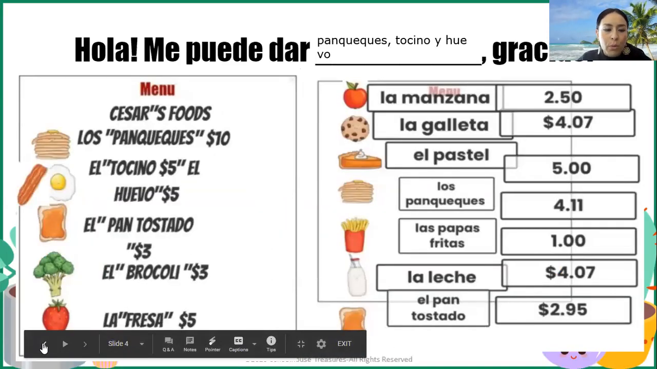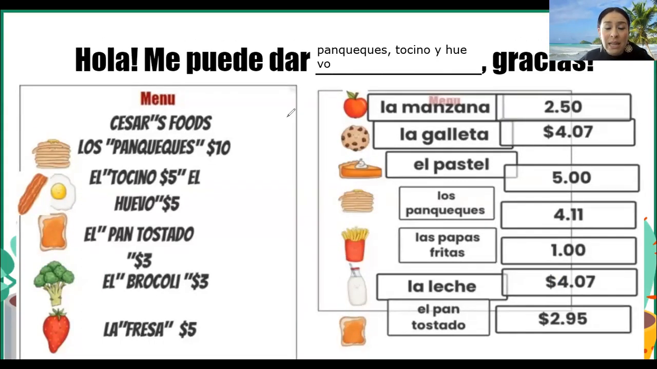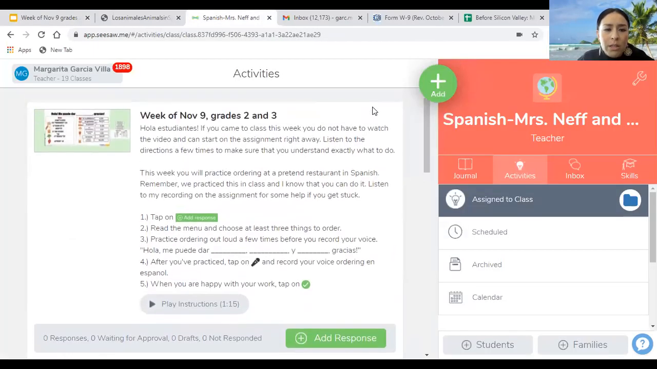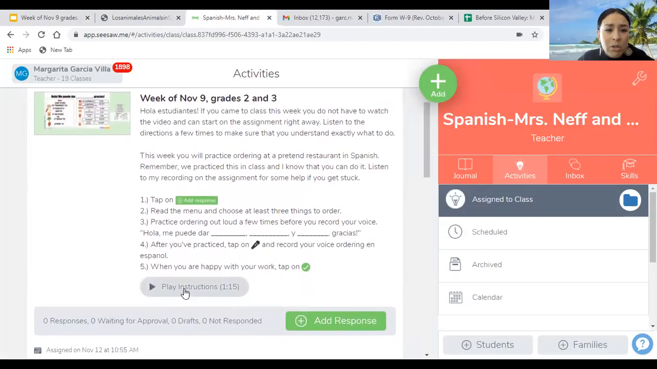Okay, so the next thing that we'll do right now is we're going to look at our tareas, our homework, okay? Because for homework, you're going to practice doing this again, okay? So let me clear this out and go to our homework page. Okay, so let's look at our directions, or let's listen to the directions for this week.